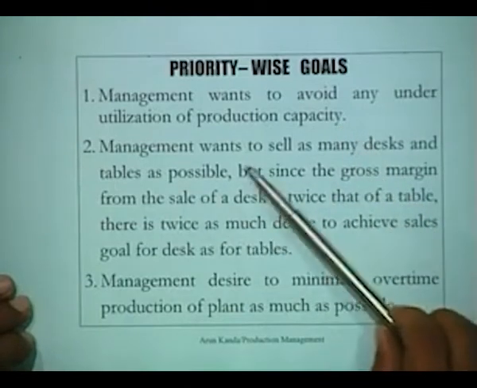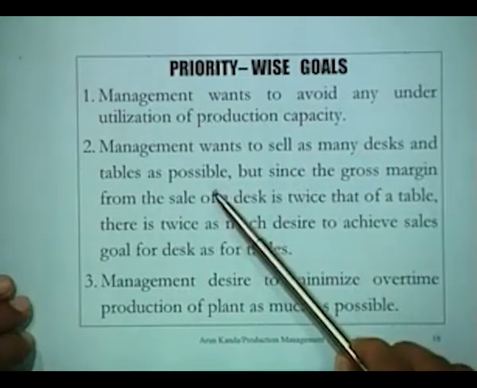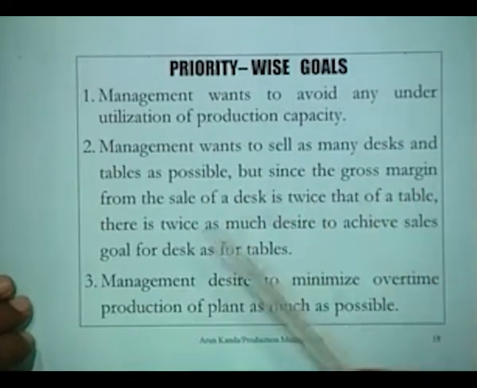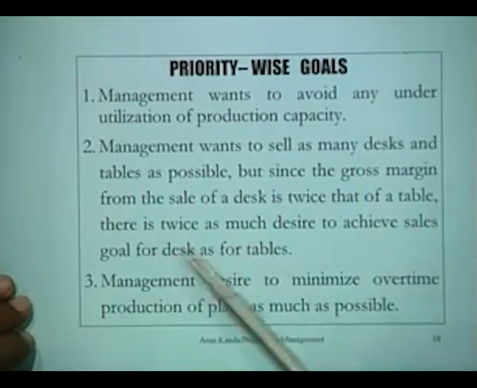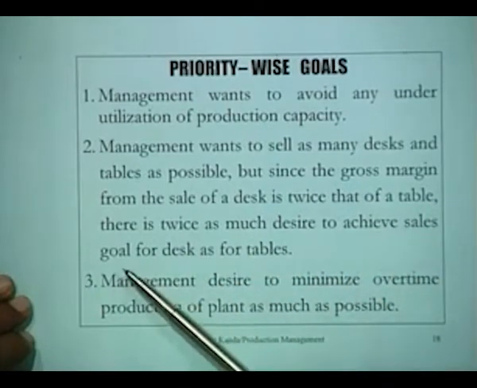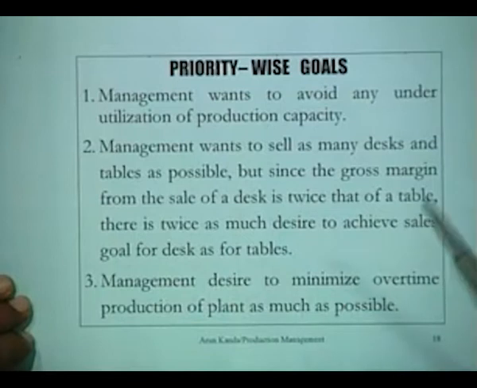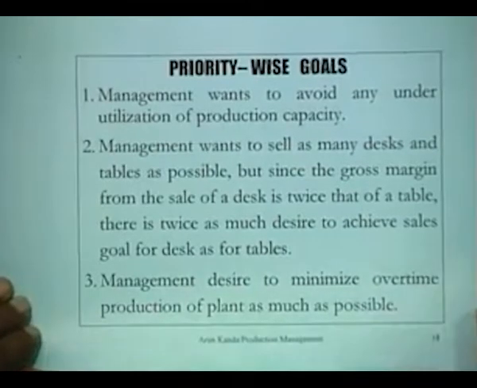The management wants to sell as many desks and tables as possible, but since the gross margin from the sale of a desk is twice that of a table, there is twice as much desire to achieve the sales goal for desks as for tables, which is quite obvious. And the third one is management's desire to minimize the overtime production of the plant as much as possible.